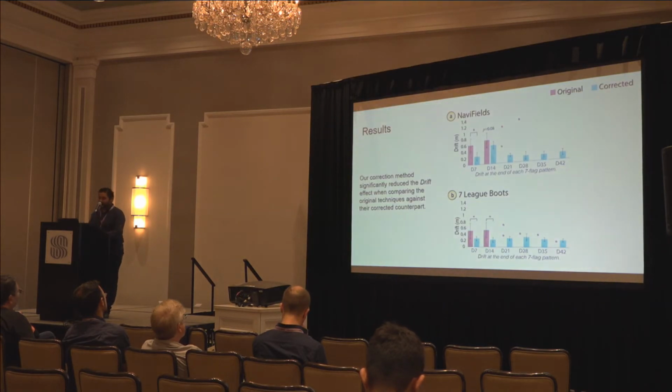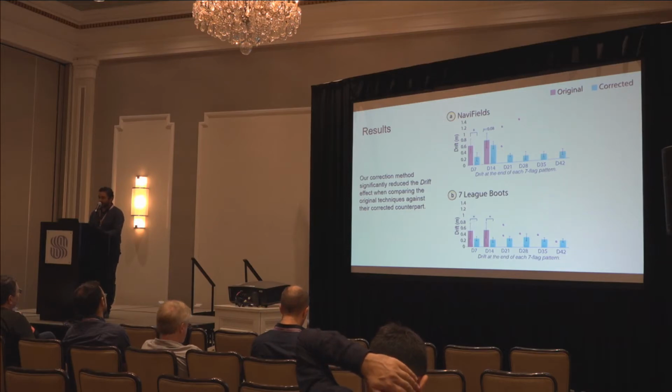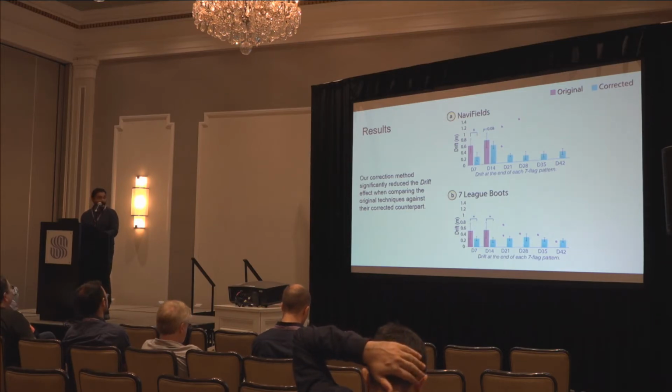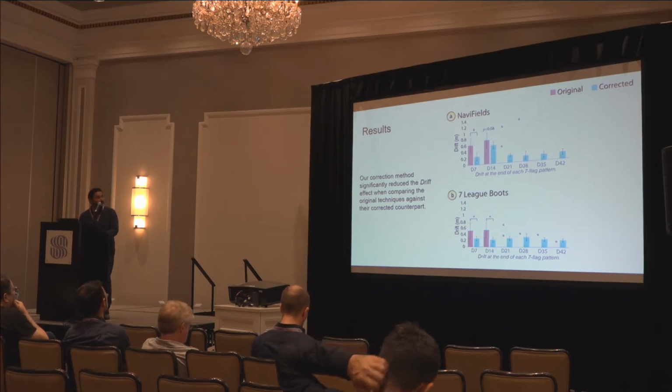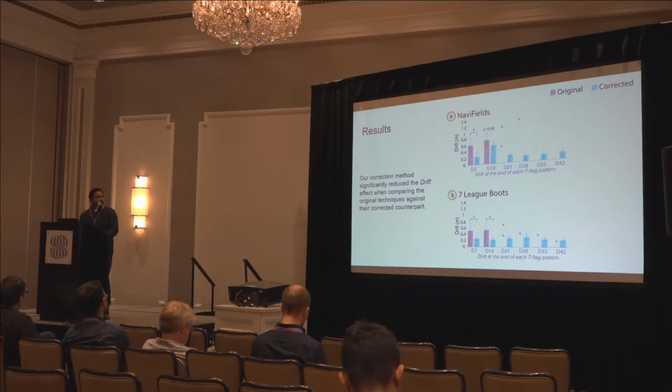The results of this user study highlight the fact that our correction method is actually reducing the drift compared to the uncorrected technique. As we can see in the graph, we have some data missing there. That's because participants couldn't actually reach these flags, for example, flags 28, 35, and 42.